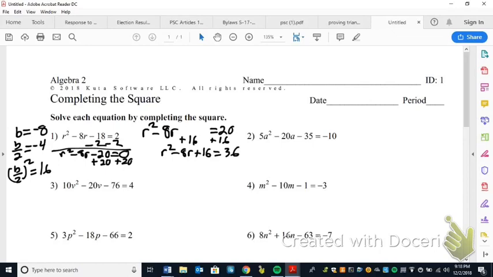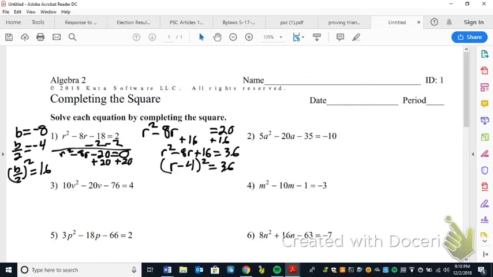So now we can write out r minus or plus b over 2. b over 2 is negative 4. So we have r minus 4 squared. Now if we were to FOIL that out, what we'd get is r squared minus 8r plus 16. So that's actually why we're doing this. So that is the completing the square, that step. That was number 16. And then we're going to equal 36.